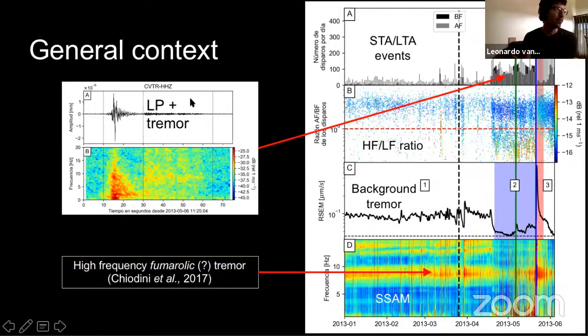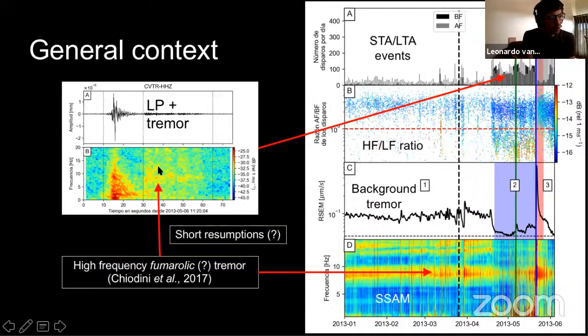And the most important family is this one. We have these LP events with some tremor with them. And this tremor is high frequency, the same as the general spectral amplitude. So what we're seeing here are some resumptions of this tremor that happen at moments where this seal in the hydrothermal system cannot hold the pressure.